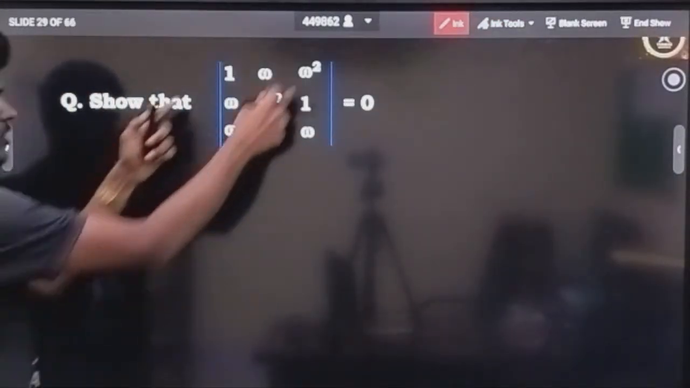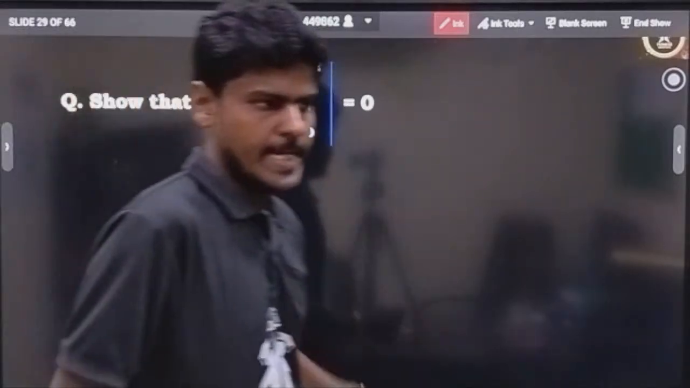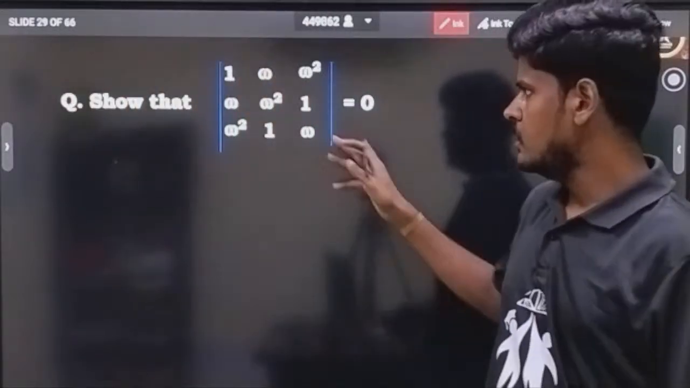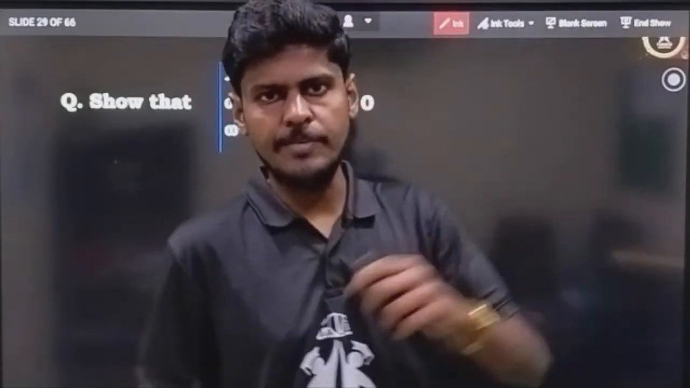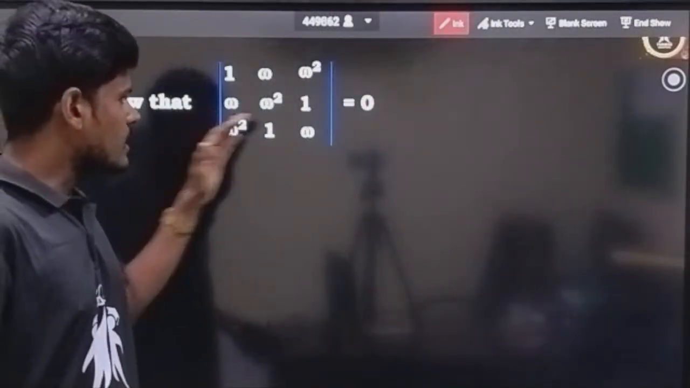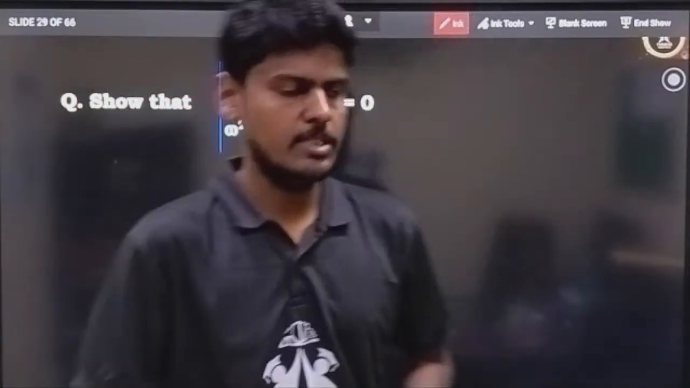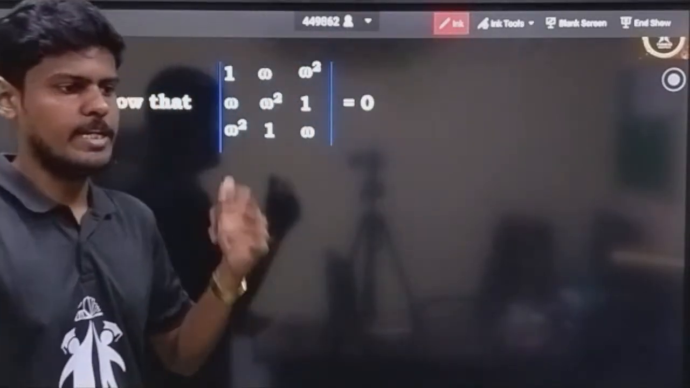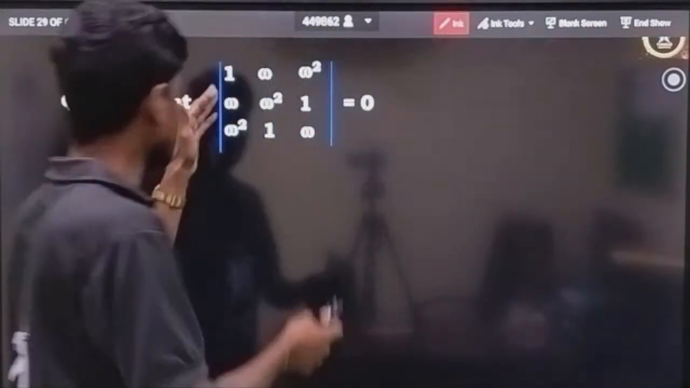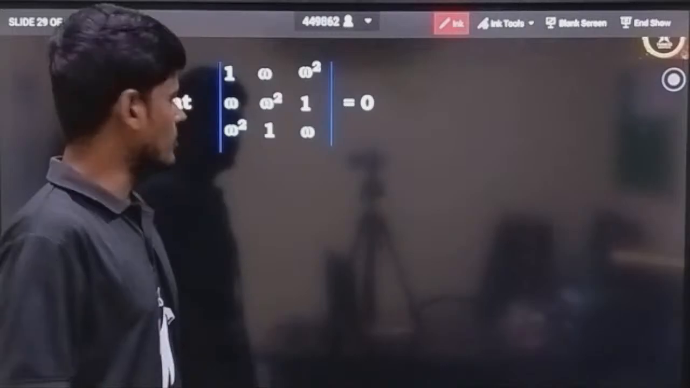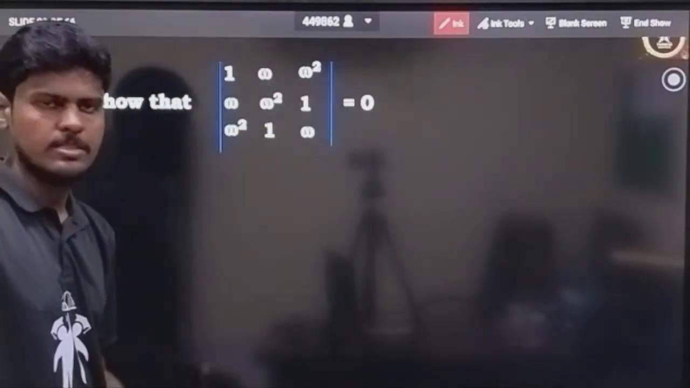First question is, we have to show that this expansion is 0. Either we can multiply directly, or expand directly, or use the properties of determinants and try to evaluate the determinant. Based on the question, we have to analyze which method will be easier. For different questions, we need to decide what type of elementary transformations need to be applied. Now here, determinant value equal to 0 is given. We have to show that this determinant is 0.